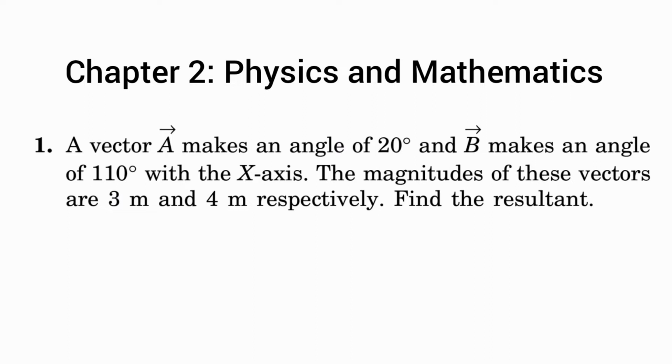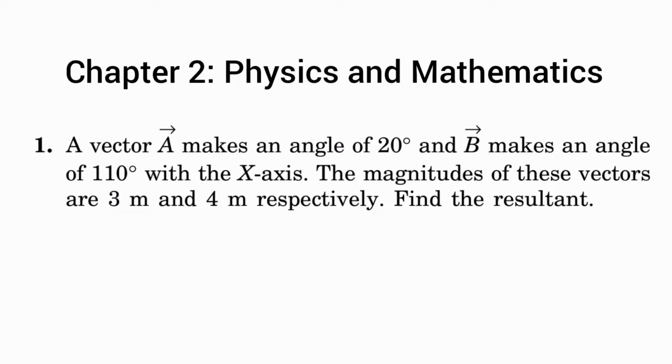Now let's understand the question. The first question is, a vector A makes an angle of 20 degrees and vector B makes an angle of 110 degrees with the x-axis. The magnitudes of these vectors are 3 meters and 4 meters respectively. Find the resultant. So here two vectors are given, vector A and vector B, and also the angle which they are making with the x-axis is given. Now we need to find the resultant of these two vectors and also the angle which will be made with the x-axis by that resultant vector.